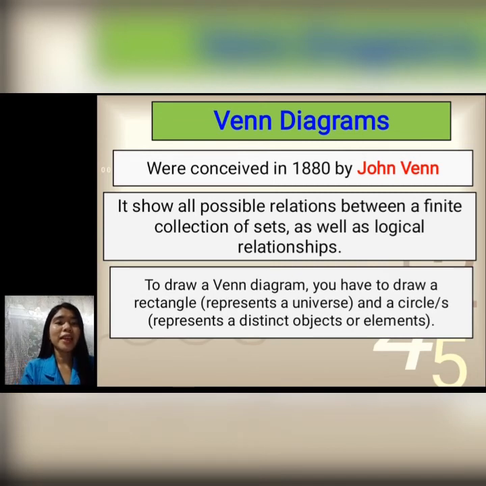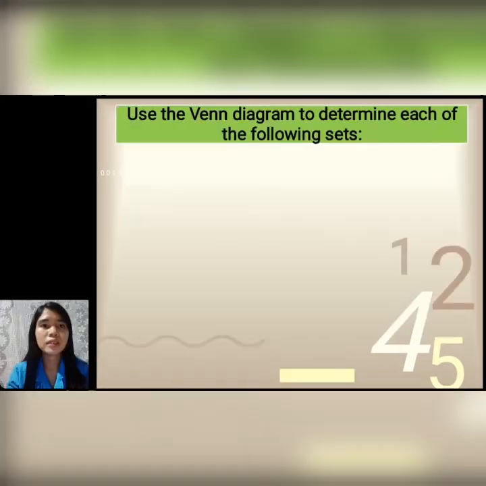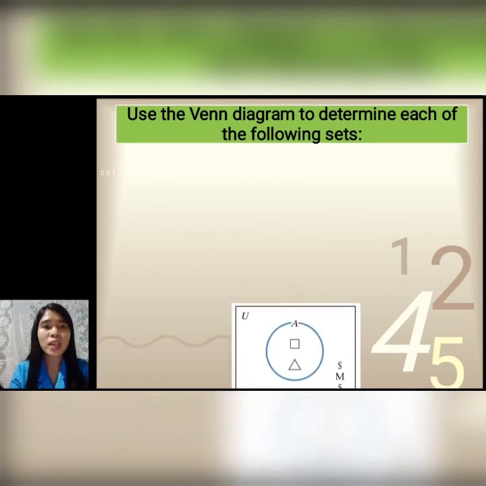To draw a Venn diagram, you have to draw a rectangle which represents a universe, and a circle or circles which represent distinct objects or elements. In the context of a Venn diagram, universe does not refer to everything but to everything under consideration in the given situation. Now we are going to use the Venn diagram to determine each of the following sets.